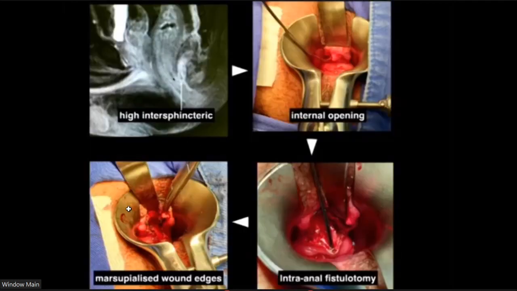In this case, the MRI shows the high intersphincteric superelevator here. You can see the internal opening here. We just lay open to the anorectal ring. Just lay open it and marsupialize it. This is finished. So this is a good one. Intra-anal fistulotomy.